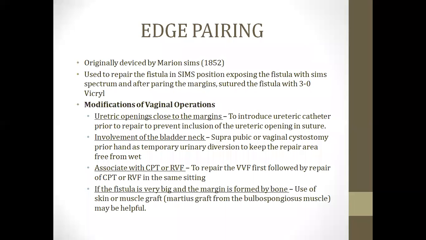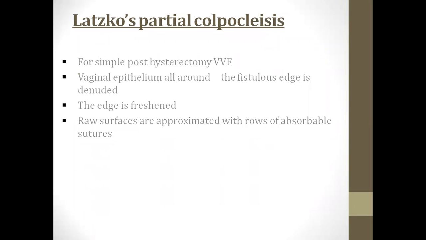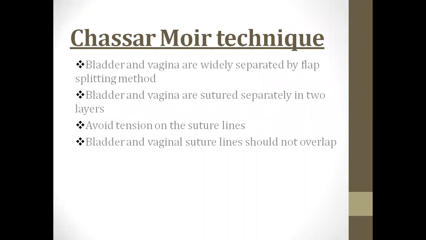If the fistula is big and the margins are formed by bone, use of skin or muscle graft, or graft material from the bulbospongiosus muscle may be helpful. Then, Latzko's partial colpocleisis. For simple post-hysterectomy vesicovaginal fistula, the vaginal epithelium all round the fistula's edges is denuded, the edges freshened, and raw surfaces are approximated with rows of absorbable sutures.